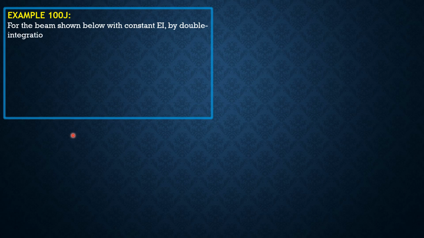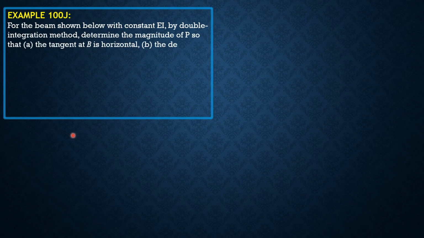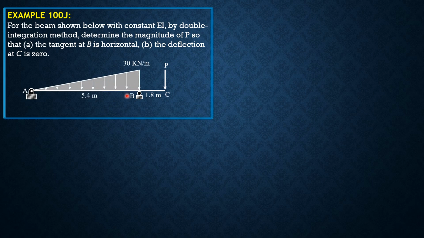For the beam shown below with constant EI, by the double integration method, determine the magnitude of P so that letter A, the tangent at B is horizontal, and letter B, the deflection at C is 0. So here is the given figure.